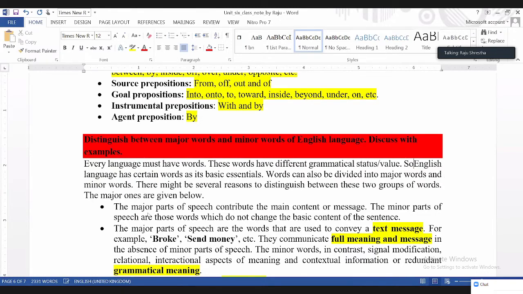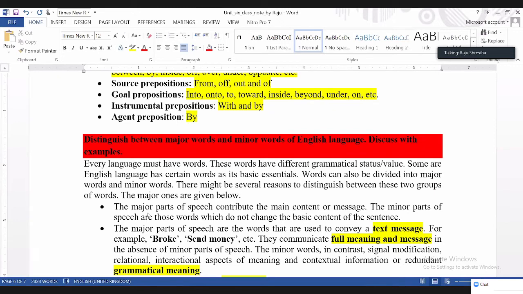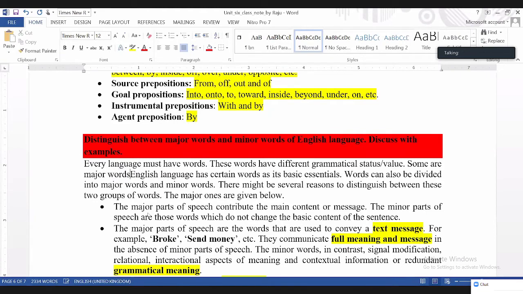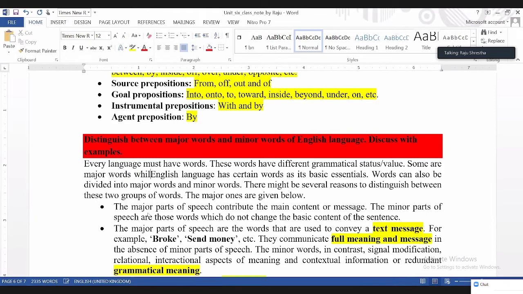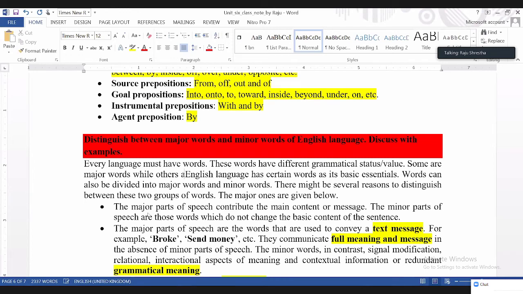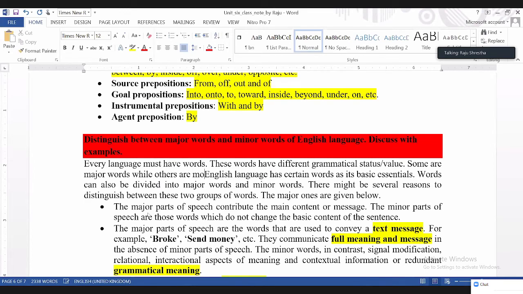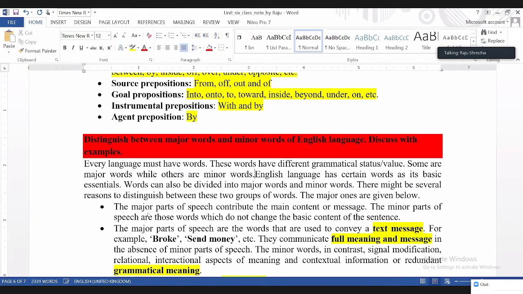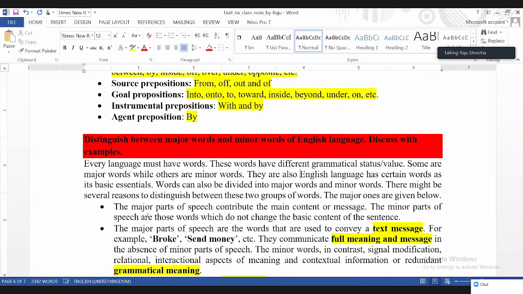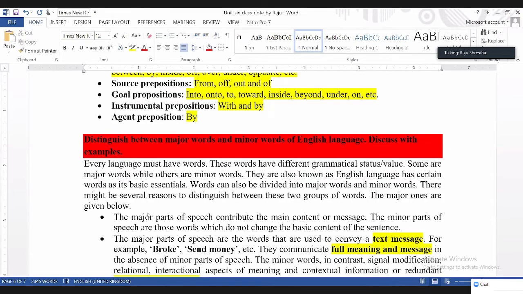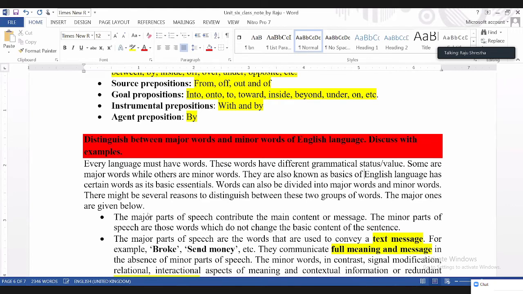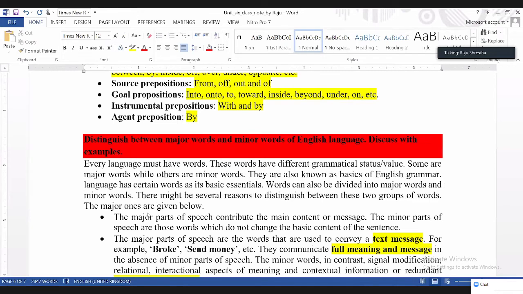Some are major words, while others are minor words. They are also known as basics of English grammar. Our topic is basics of English grammar.